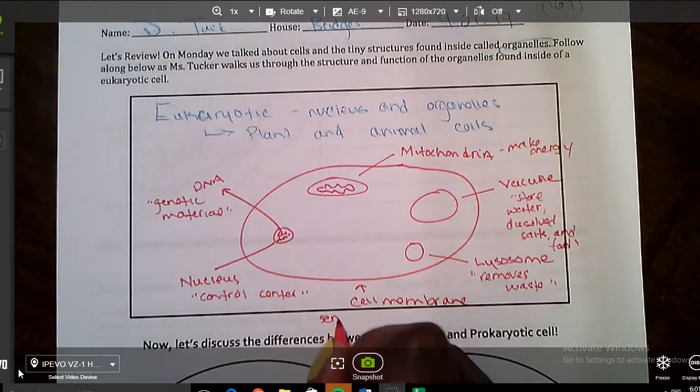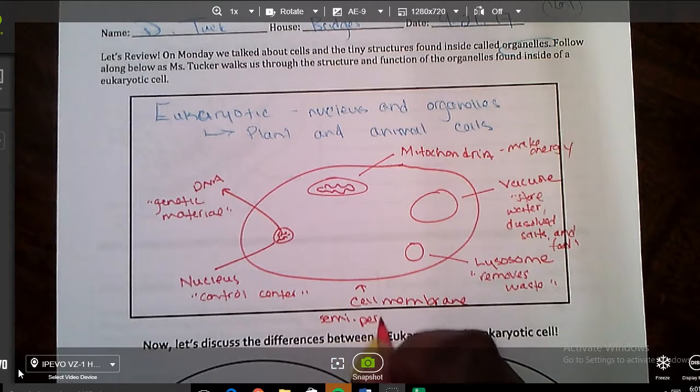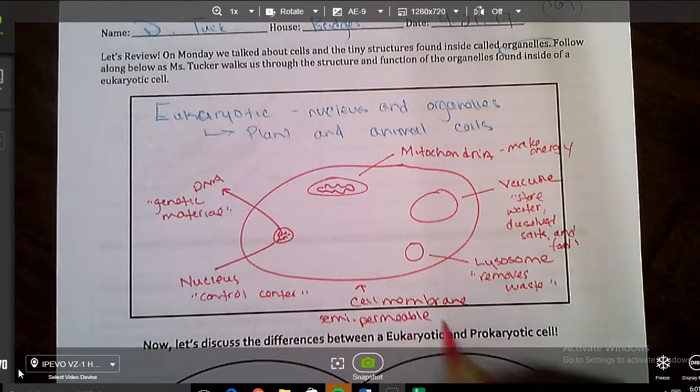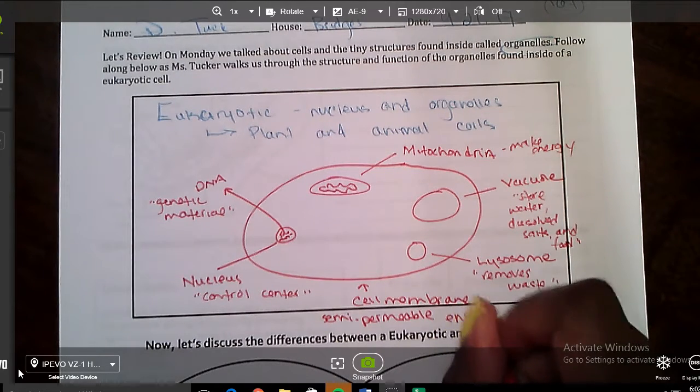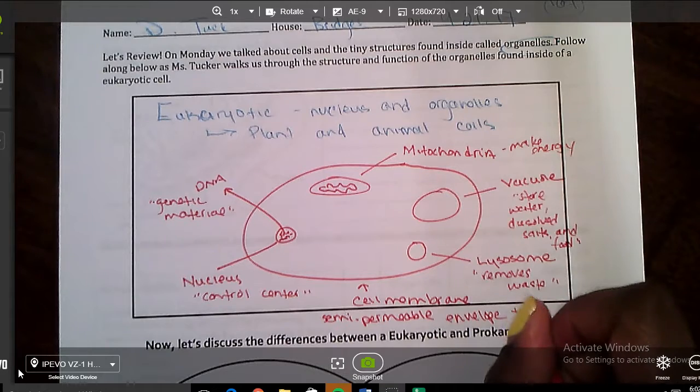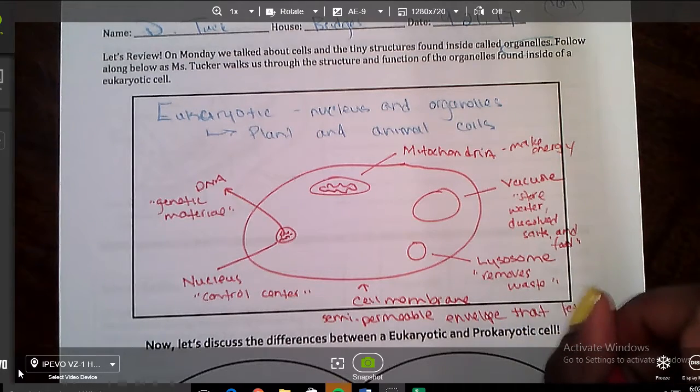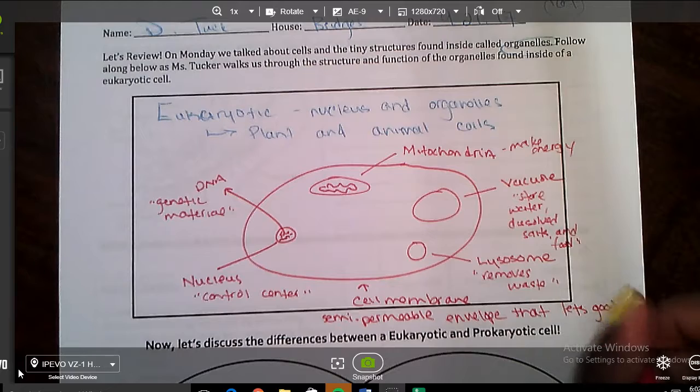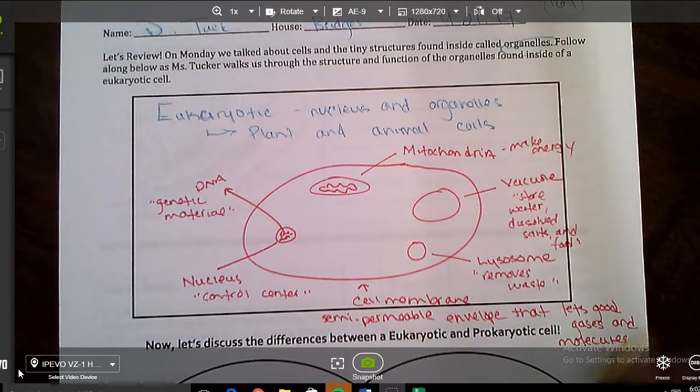And it is a semi-permeable, and we'll call it an envelope, that lets good gases and molecules in, like water and oxygen, and keeps harmful substances out.